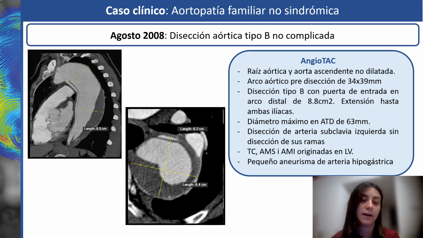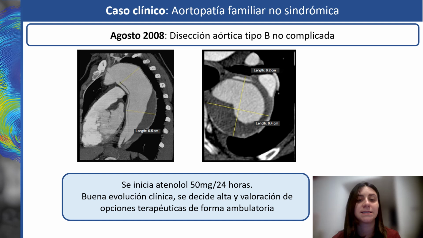The case was evaluated with the vascular surgery team. It was decided that, given that the patient had shown good clinical progress, there were no complications, and the surgical approach was complicated, she would be discharged and outpatient treatment options assessed. In this case, atenolol was initiated with good blood pressure control and tolerance, and an outpatient follow-up was started in our center's aortic disease clinic, where she was referred following the acute event.